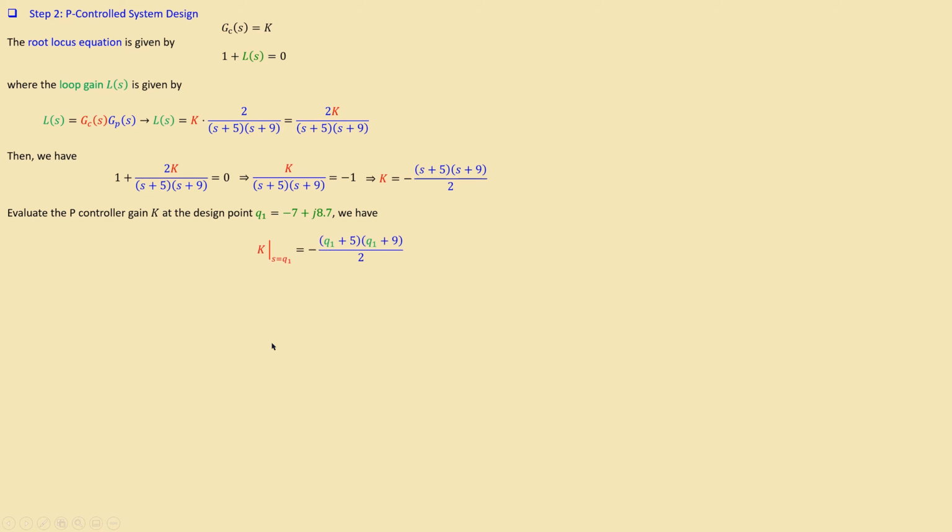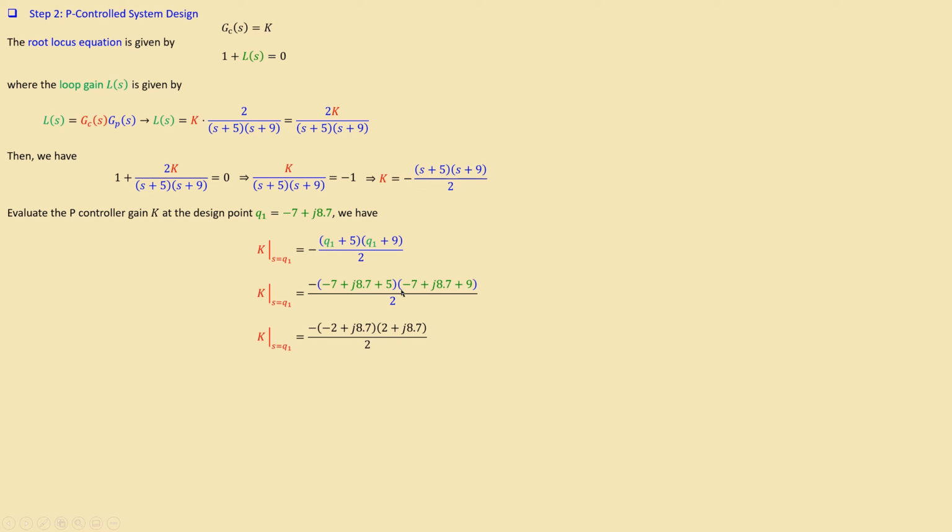That means the following. K evaluated at s is equal to Q1; just substitute Q1 where you see an s. Now if you substitute it in the actual form, you will have this expression: +5 and then again the Q1 and a +9. Now if you simplify this a little bit, you will have this. It will be -7, and of course the 5 plus -7 will be in effect -2 for the real part, and here we have the -7 and the 9 will be +2 for the real part. The imaginary parts are exactly the same.